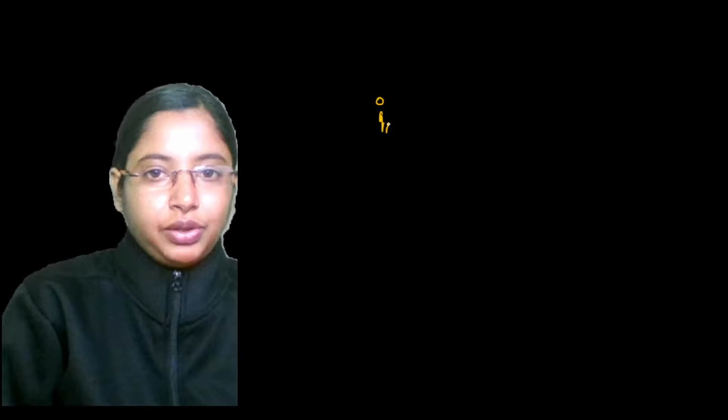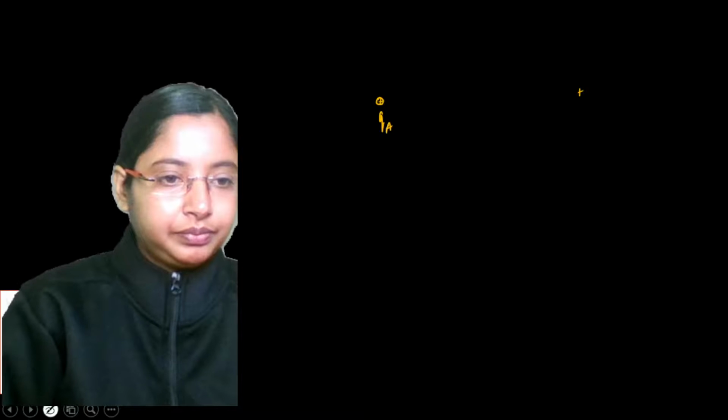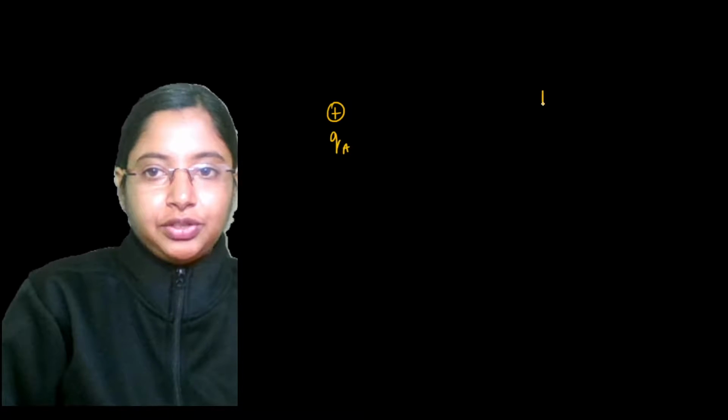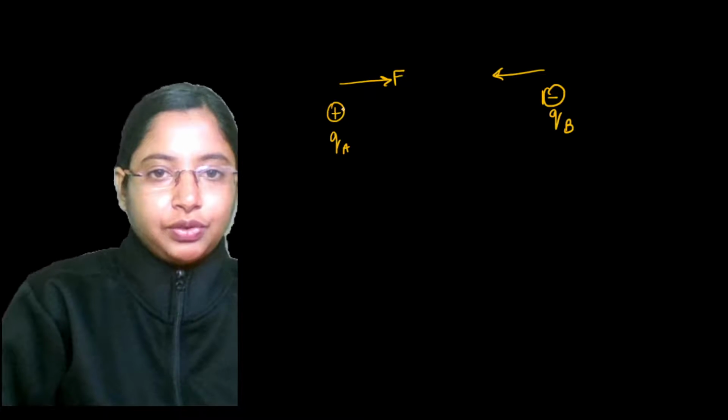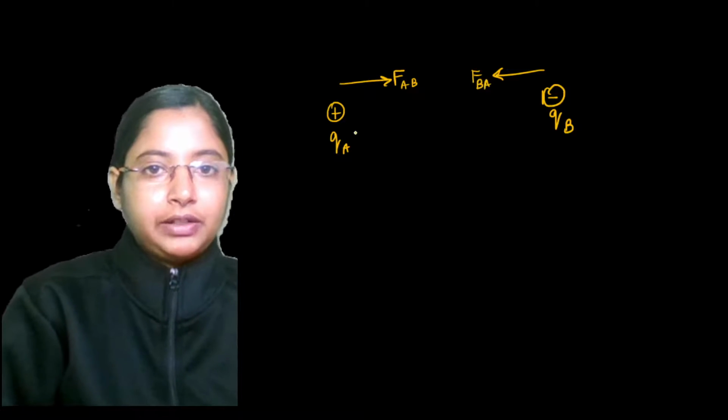Okay, the force acting on those two charges, right? This is QA, a positive charge, and this is QB. Let's look at the force acting on them. This is the force equation, right? Force on QA due to the charge B, and force on the charge B due to QA. This is an attractive force.